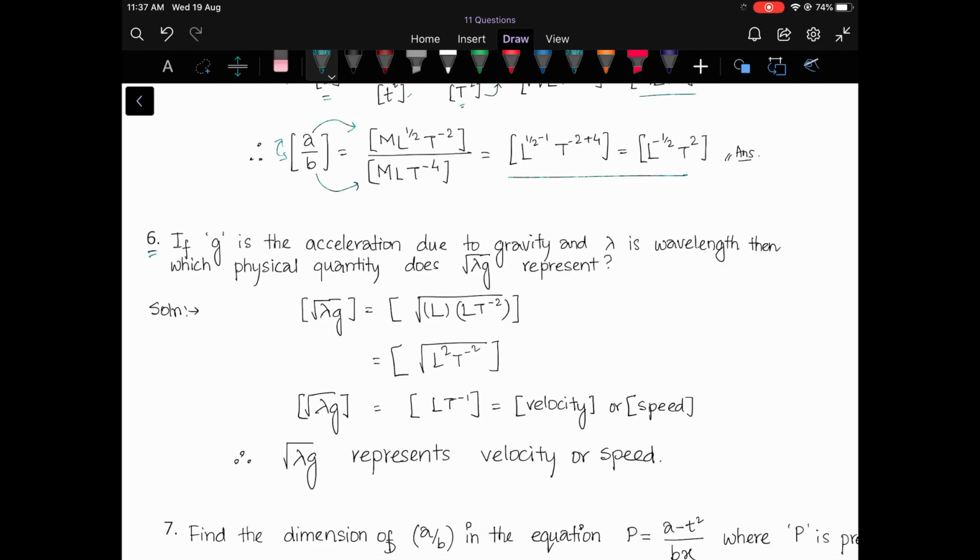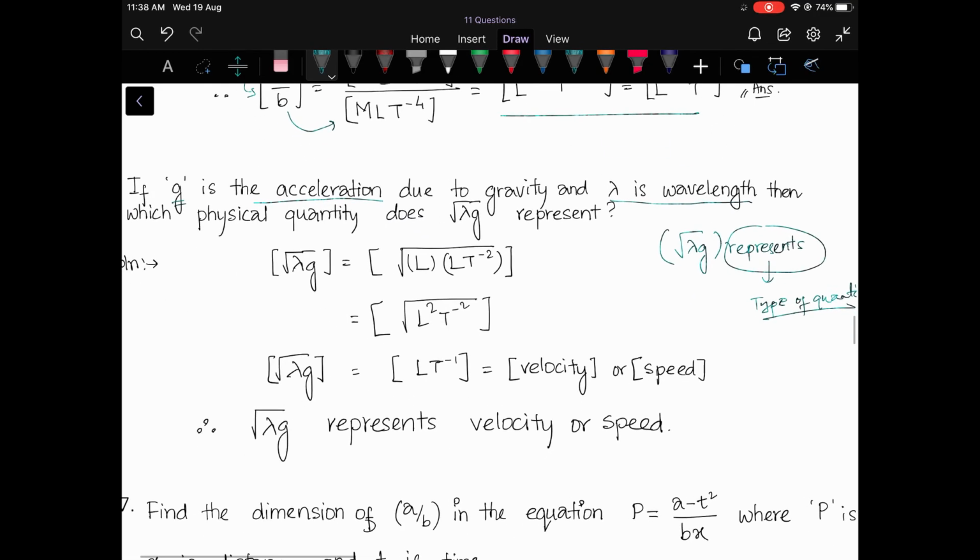Next, we have this question number 6, where they have given g is the acceleration due to gravity, lambda is the wavelength. The question is, what does root over lambda g represent? Represents here means what type of quantity is root over lambda g. So for this, again, we are going to use the dimensions method. I'm going to write dimension of root over lambda g is nothing but equal to dimension of root over of L. I've used L for this lambda. If you remember, lambda is wavelength, so it has length dimension. g is acceleration due to gravity. Since it is acceleration, its dimension is going to be L T minus 2, so we've written that for your g.